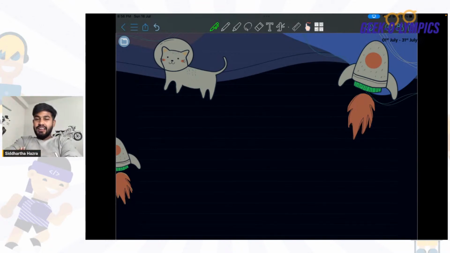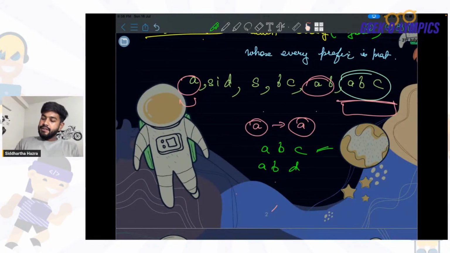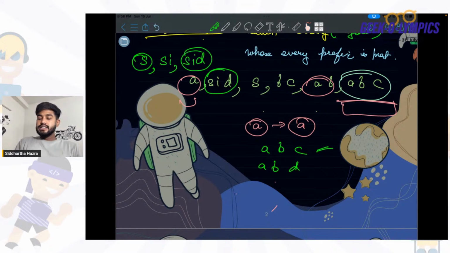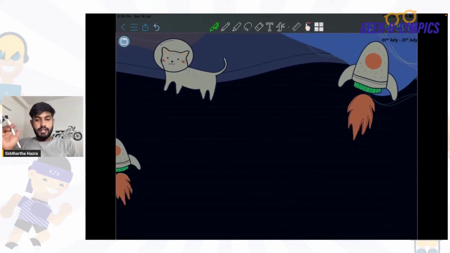If you observe this problem, whenever we are coming to SID, we would try to search first S, then SI, and then SID again. So it is just like we are trying to search the prefixes of the string, or searching a string in a set of strings.